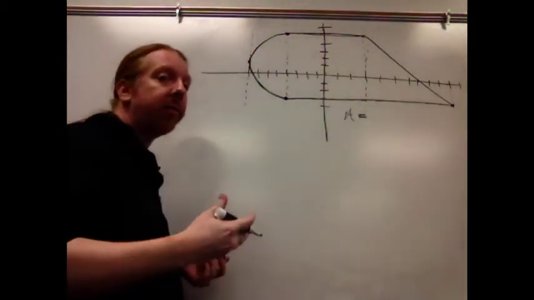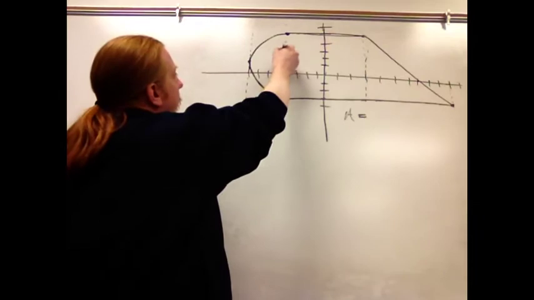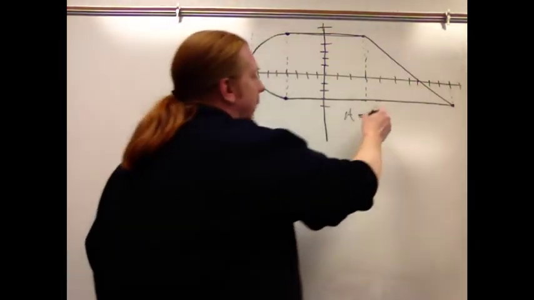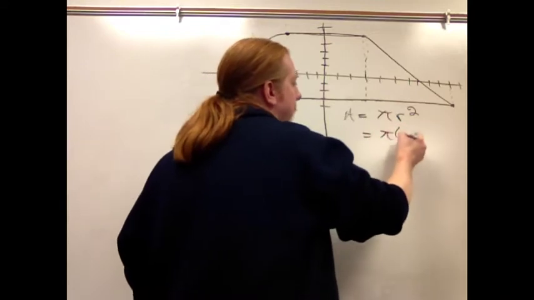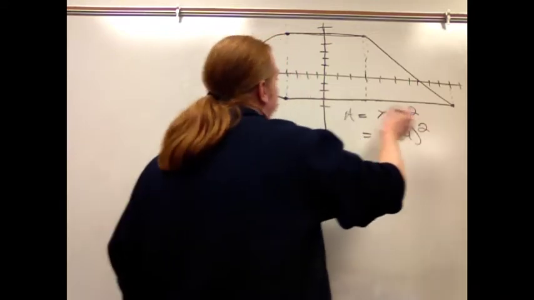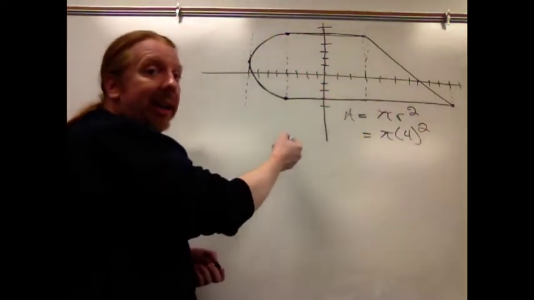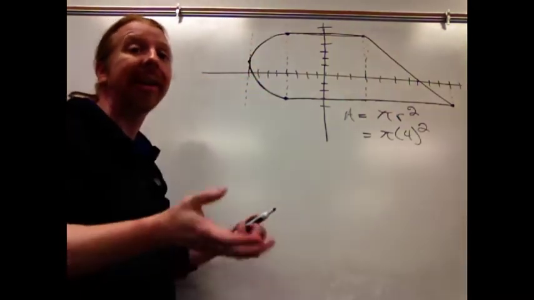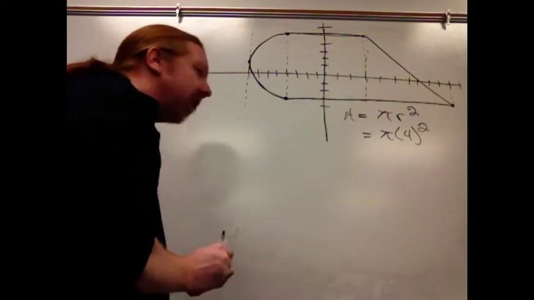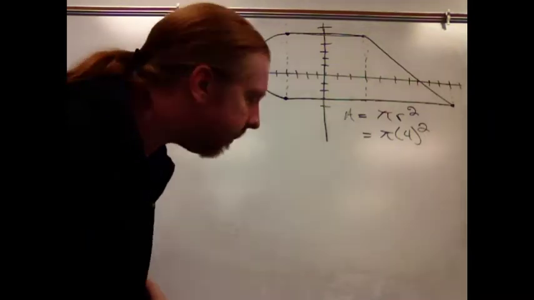I can count off the radius in terms of units. 1, 2, 3, 4 units. So pi r squared. So pi times 4 squared. Now be careful not to count the whole diameter. If I count all the way down across here, I'll get 8. That's the diameter. I need half that, or 4, for the radius in order to go into my formula.